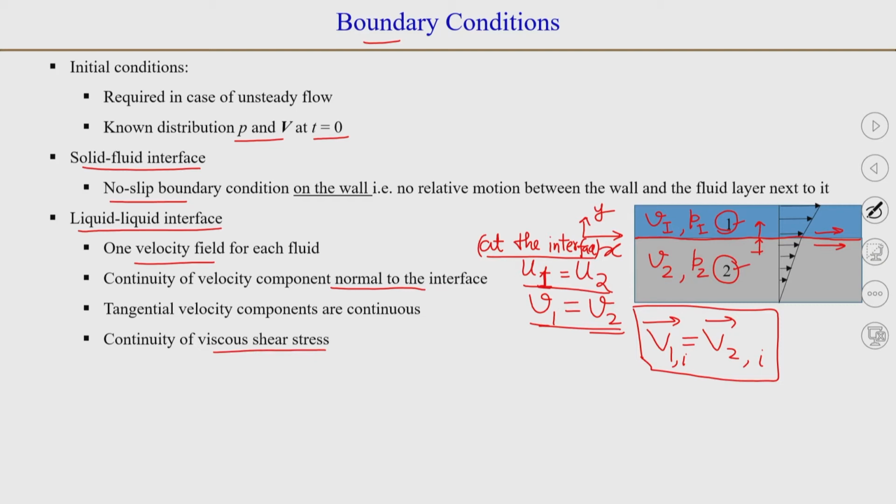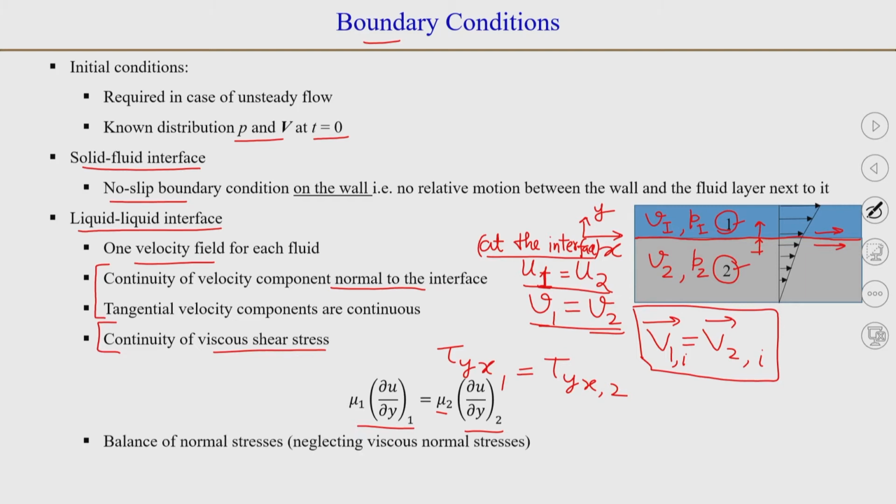So, that means tau y x in fluid 1 will be equal to tau y x in fluid 2, or if you write it in terms of the rate of strain, mu 1 du by dy in fluid 1 will be equal to mu 2 du by dy in fluid 2. So, we can see that the velocity is continuous at the interface and viscous shear stress is continuous at the interface. Then we come to normal stresses.